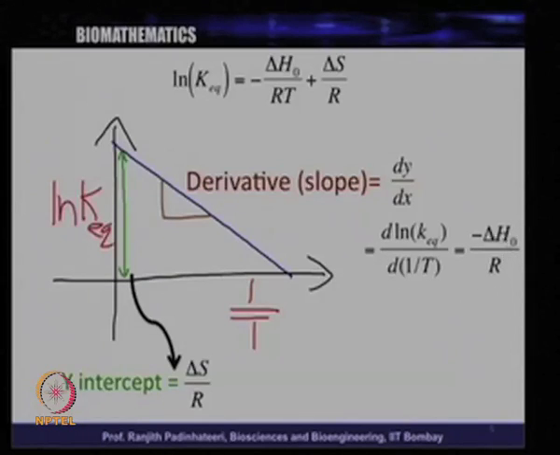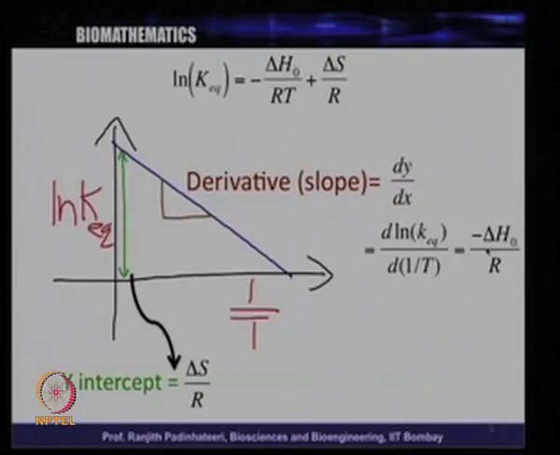In other words, the slope gives you enthalpy divided by R. Since we know R is a number, we can easily calculate enthalpy. So, by calculating the derivative, we can calculate delta H 0. That is the message here. From such an experiment, by calculating the derivative of this curve, we can calculate the enthalpy delta H 0.